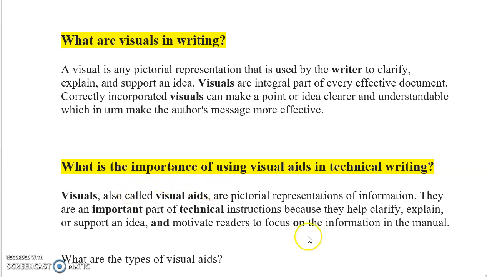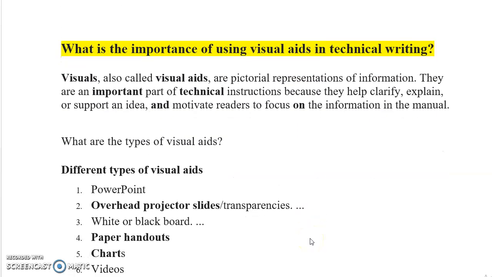Okay, now what is the importance of using visual aids in technical writing? Visuals or visual aids are pictorial representations of information. They are an important part of technical instructions because they help clarify, explain, or support an idea and motivate the readers to focus on the information in the manual.